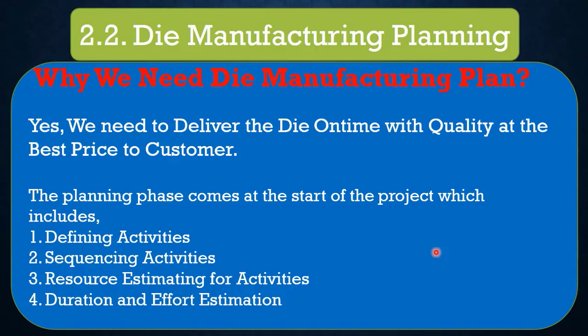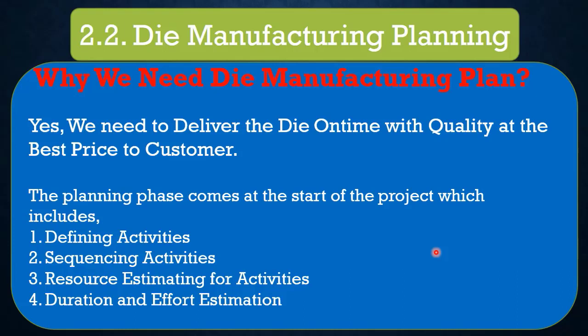Next is number 3, resource estimating for activities. The estimation of the amount and the type of resources required for activities is done in this step. Therefore, we should have a clear understanding of the processes and the resource allocation in order to manage efficiently. For example, dies are manufactured in one die shop and you have only one 5-axis CNC machine to do 3D machining. Likewise, many resources will be common and it is very important to estimate the resources accurately.